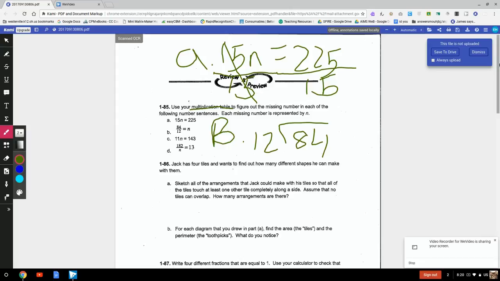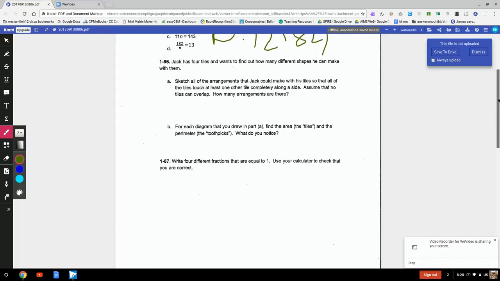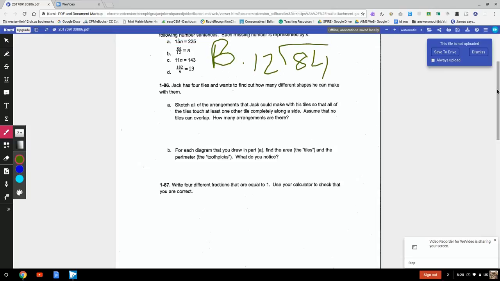The next question, 186. Jack has 4 tiles and he wants to find out how many different shapes he can make. Again, just sketch all the different arrangements, just like we've done in class. I'll do my best here, but the easiest example would be, there we go. There's 4 tiles. So try to do at least 3, I'd say. 3 or more. If you can do more than 3, that'd be awesome. Bring them into class and show them to us.